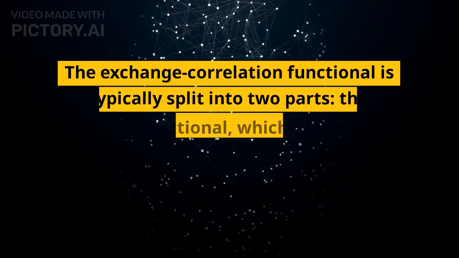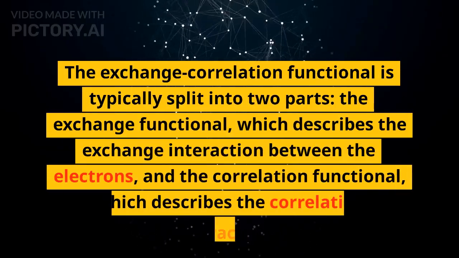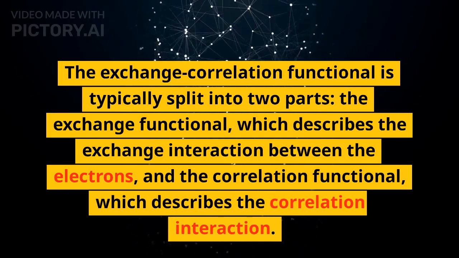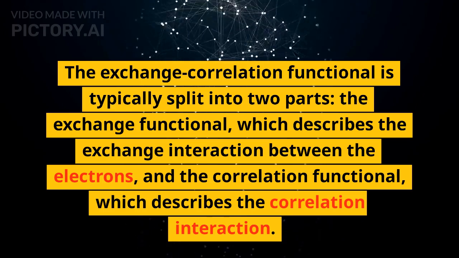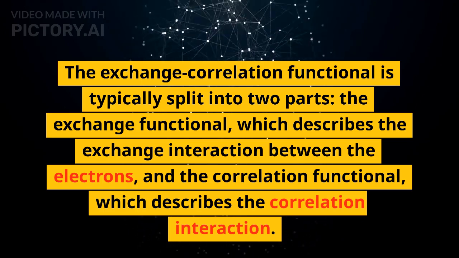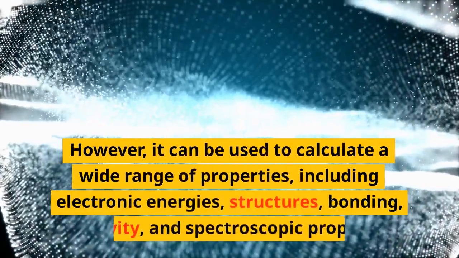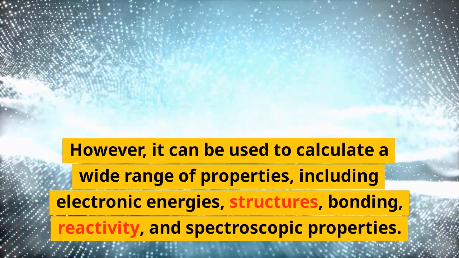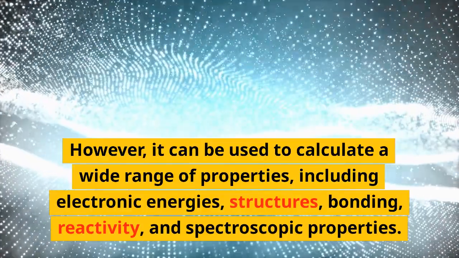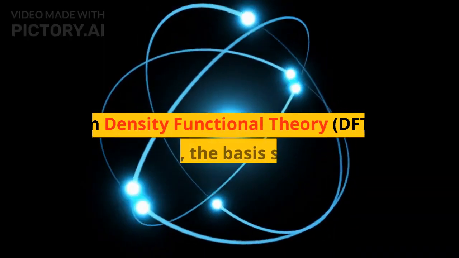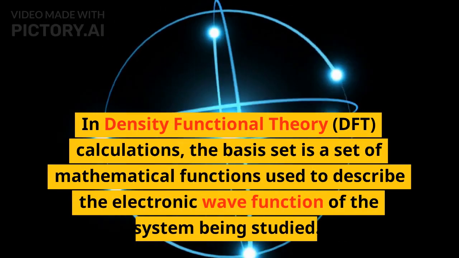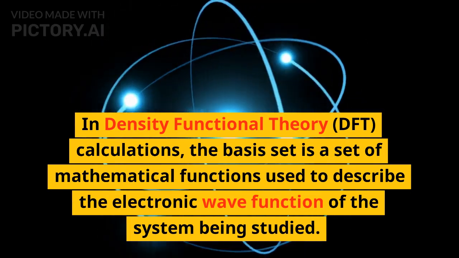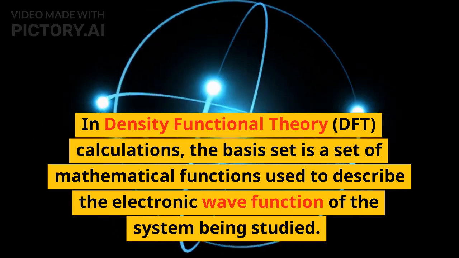The exchange correlation functional is typically split into two parts: the exchange functional, which describes the exchange interaction between the electrons, and the correlation functional, which describes the correlation interaction. However, it can be used to calculate a wide range of properties, including electronic energies, structures, bonding, reactivity, and spectroscopic properties. In density functional theory, DFT, calculations, the basis set is a set of mathematical functions used to describe the electronic wave function of the system being studied.